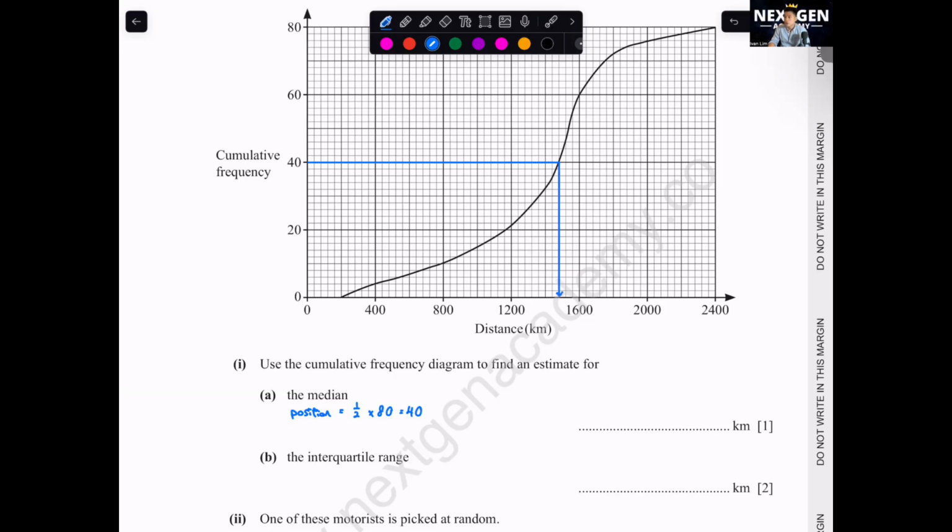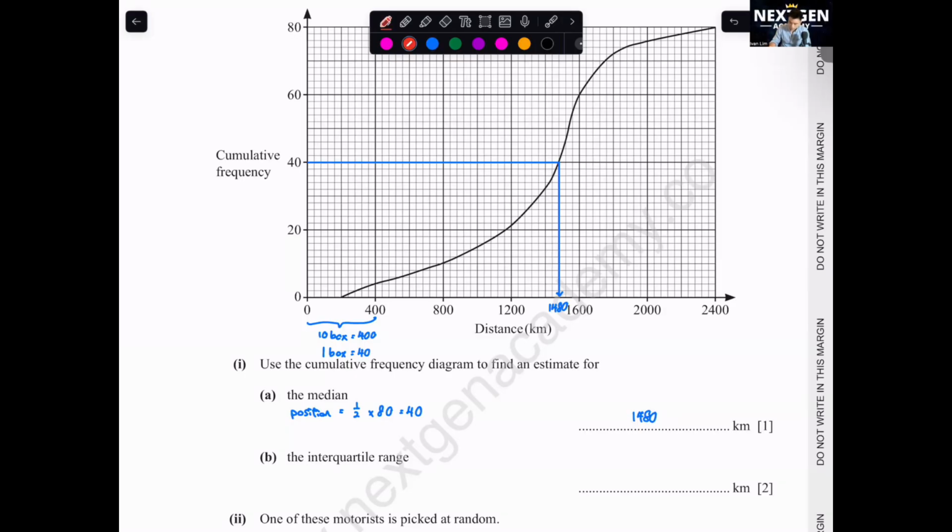What is this value? We also need to determine on your x-axis, 10 boxes equal 400. So one box is 400 divided by 10, which is 40. How many boxes are these? 1, 2, 3, 4, 5, 6, 7. So 7 times 40 is 280. So this will be 1480. This is the first one for your median. Median is Q2.